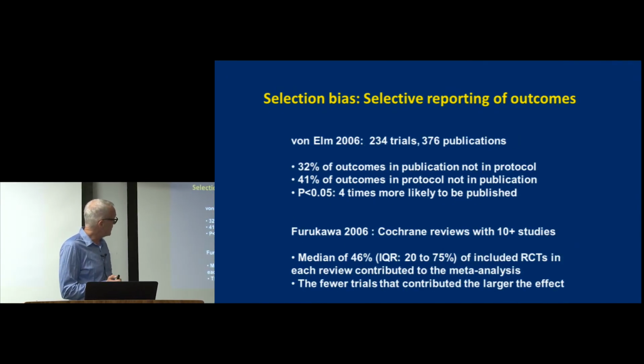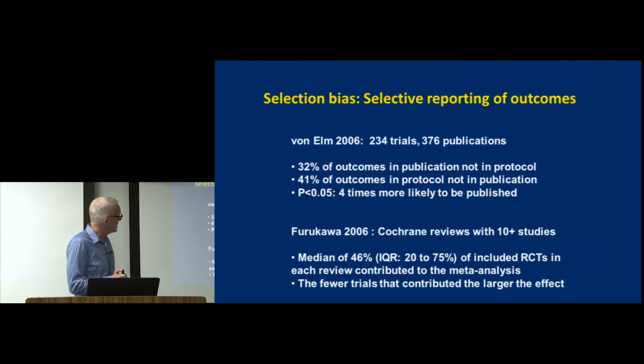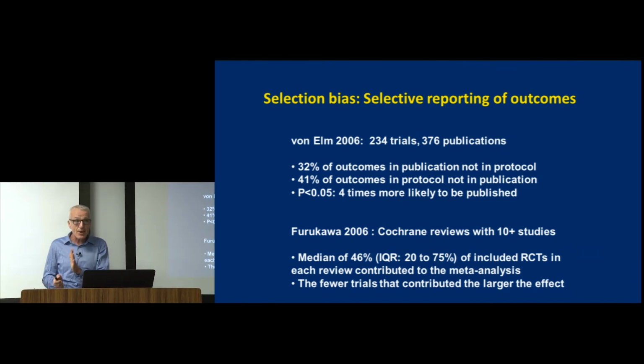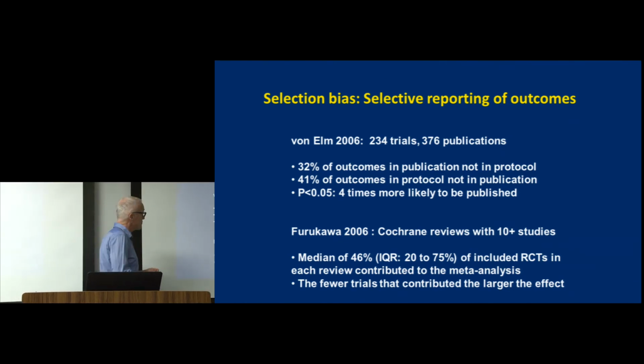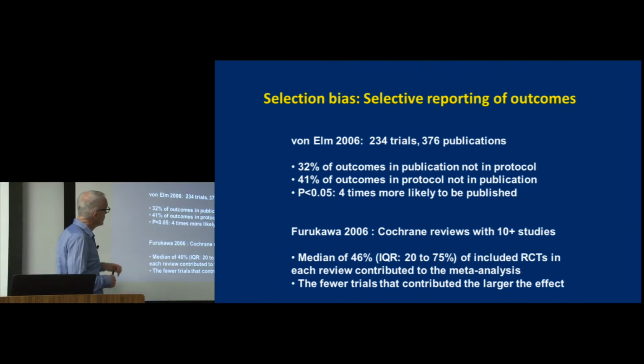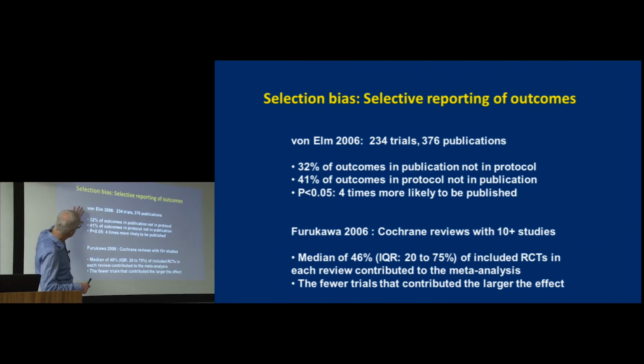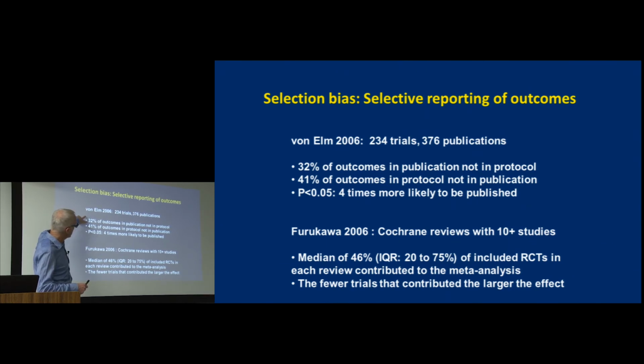And then, there's selective reporting of outcomes as well in systematic reviews. So these are good studies. Cohort studies, 32% of outcomes in the publication were not in the protocol. 41% of outcomes in the protocol were not in the publication.